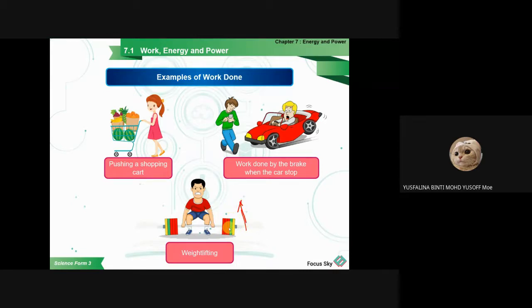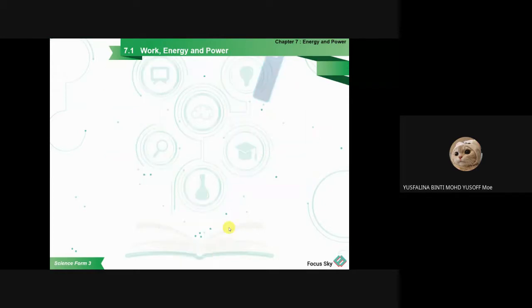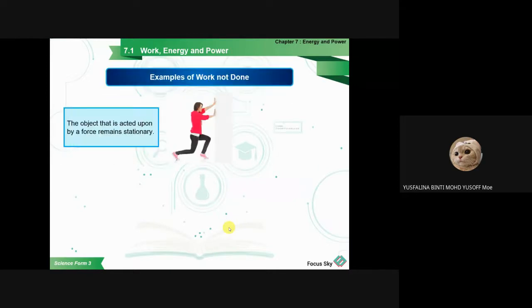So basically, for work to be done, there must be a distance. The object must move from point A to point B. That's the example. Now, examples of work not done. The object that is acted upon by a force remains stationary, meaning it is not moving. Example here: a woman is pushing a wall. The wall is not moved, so there is no work done.